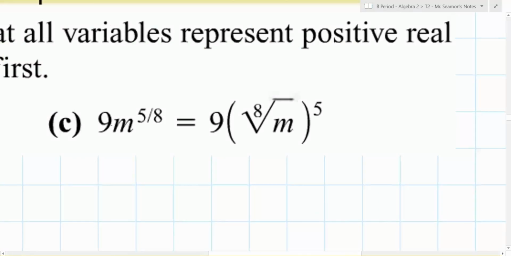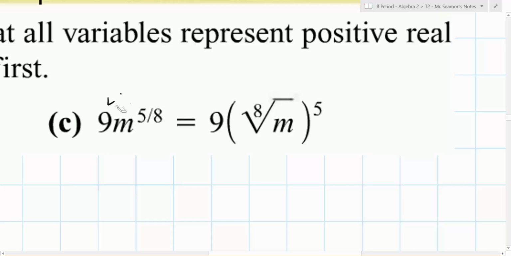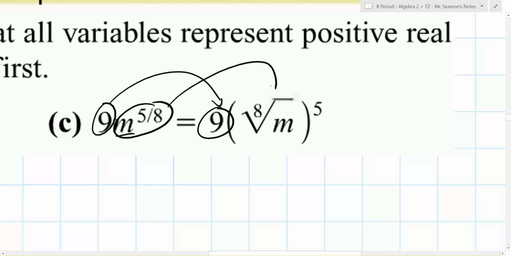Key thing to realize about this one. Let me box the right thing here. Do you see the 5/8 power right there? Is that 5/8 power a 5/8 power of 9? No. It's only a 5/8 power of m. So when you write this out, look what happens. The 9 stays out front, and then this turns into this. Does everybody see that right there? That's really important. Super important.